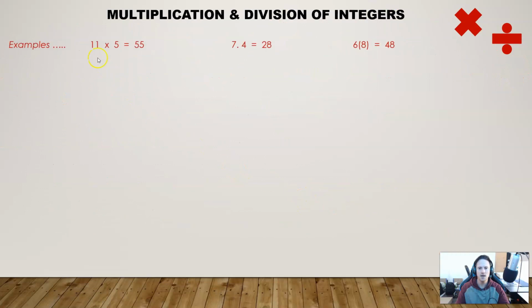So some examples. 11 multiplied by 5, positive, positive, the answer is positive. 7 multiplied by 4, remember the dot means multiply, positive, positive, the answer is positive. 6 brackets 8 means multiply, positive, positive, the answer is positive. Here we've got negative multiplied by negative. Signs are the same, the answer is positive. Again with the dot meaning multiply, the answer is positive. And separated by brackets, it means multiply, and the answer is positive because the signs are the same.